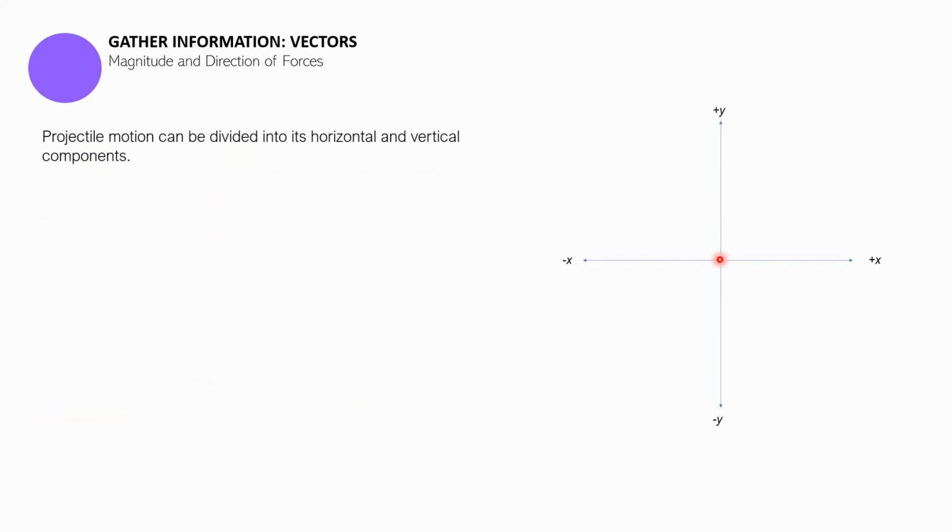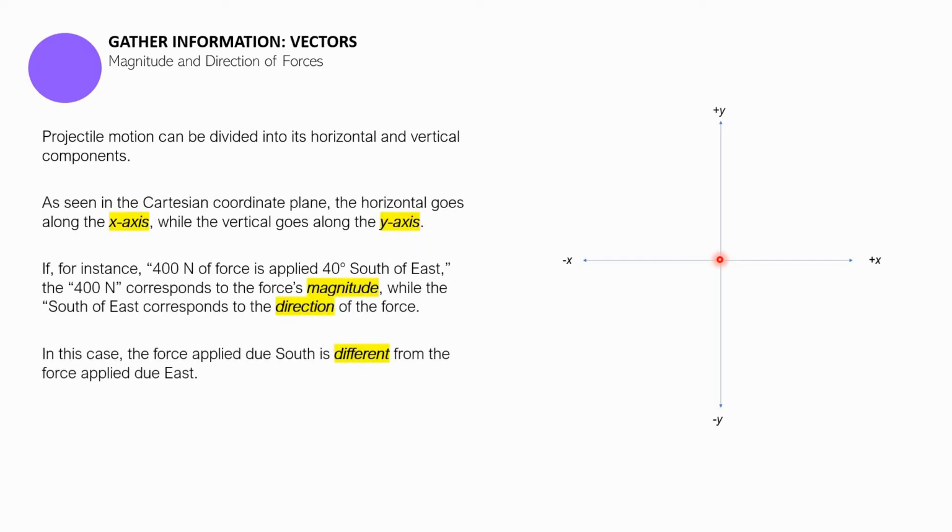So projectile motion has both vertical and horizontal components, just like forces. Halimbawa, if you apply 400 newtons worth of force, south of east with 40 degrees with respect to the horizontal. Halimbawa, ayan, ito siya. Ito yung Cartesian coordinate plane mo. Quadrant 1 and 2, 3 and 4. You know that south of east is in quadrant 4, right?